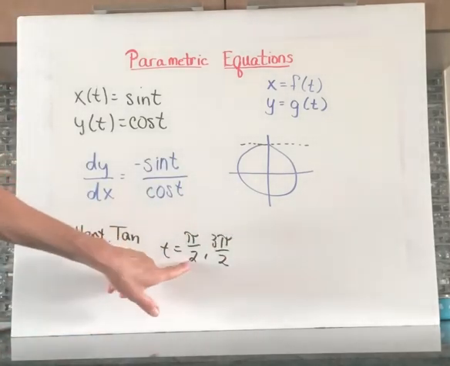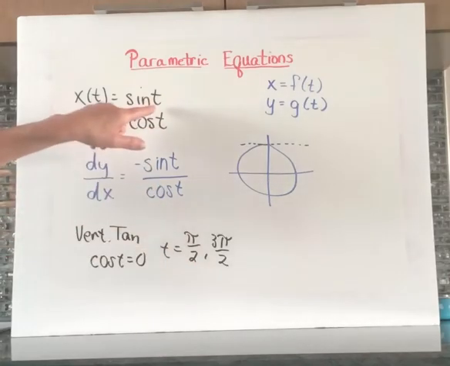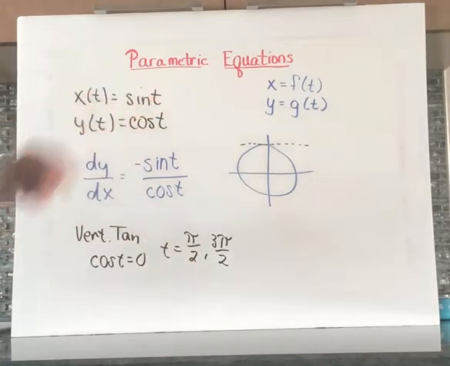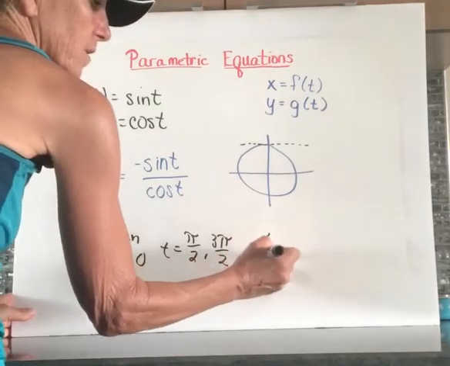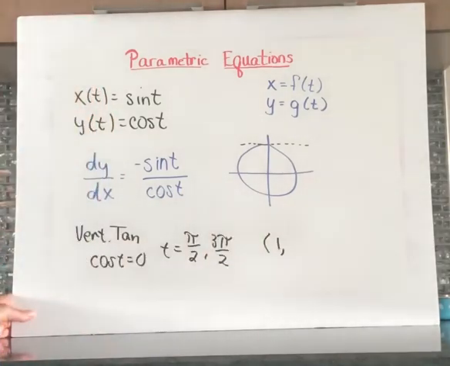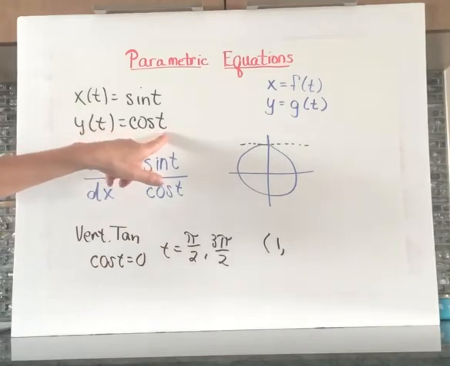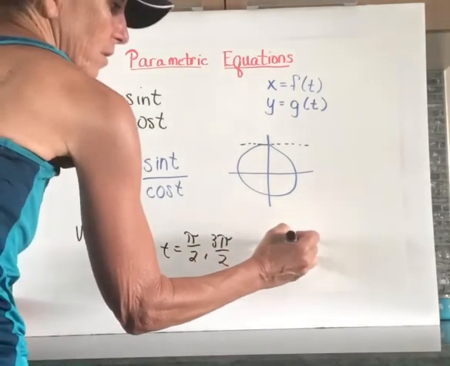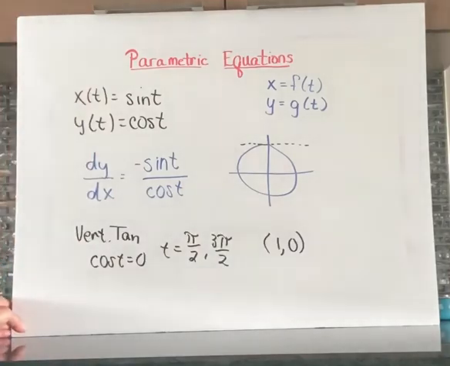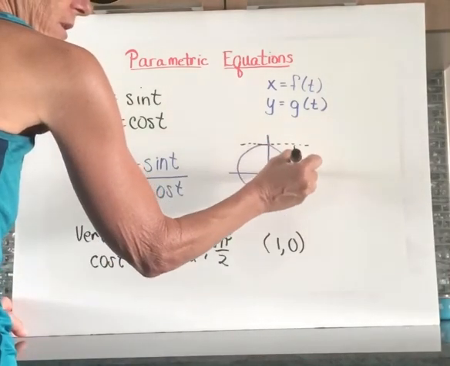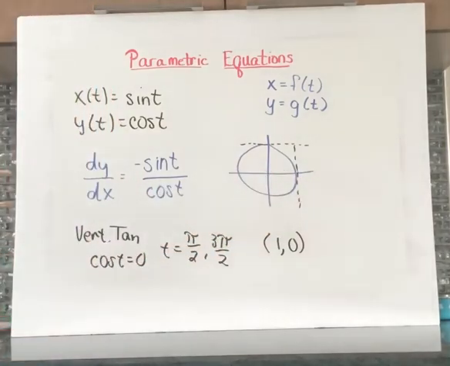Let's work with pi over 2. If I put pi over 2 here, sine of pi over 2 is 1, so my x coordinate is 1. If I put pi over 2 in place of y, cosine of pi over 2 is 0, and I'm right here. And at the point (1, 0), we have a vertical tangent, and you can see that we do. Okay, so we can get concavity, we can get tangents, etc.